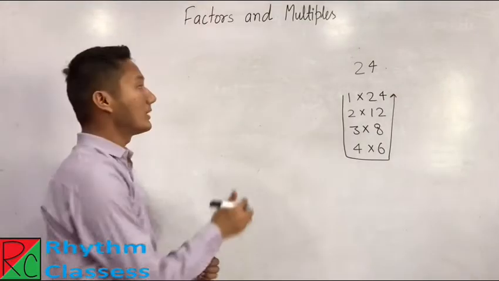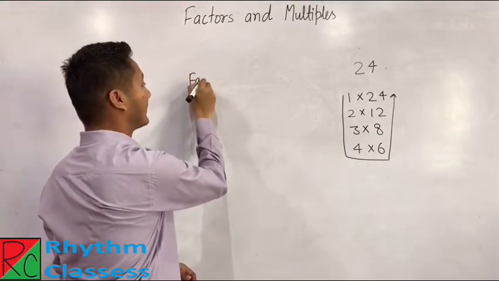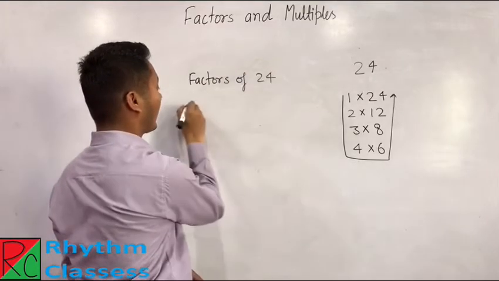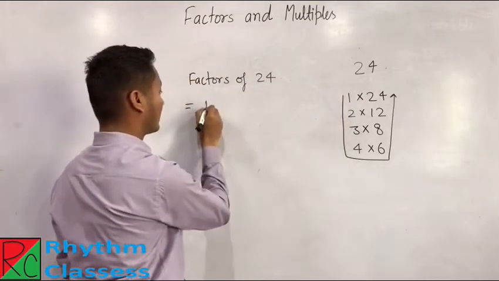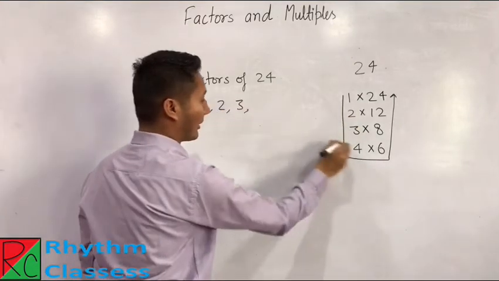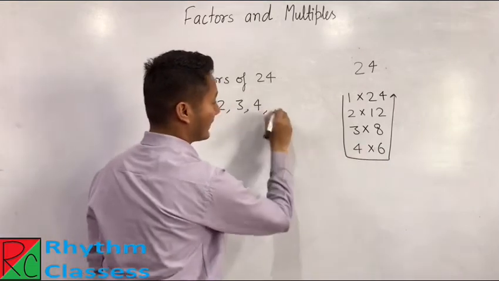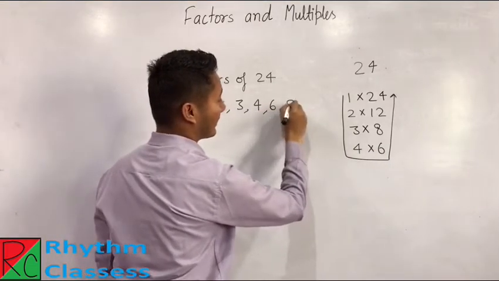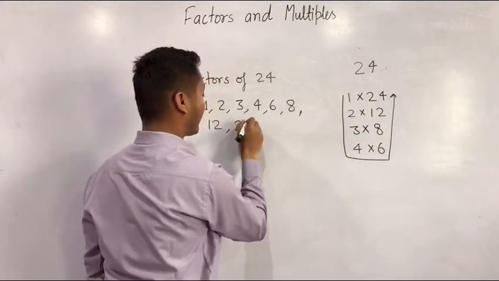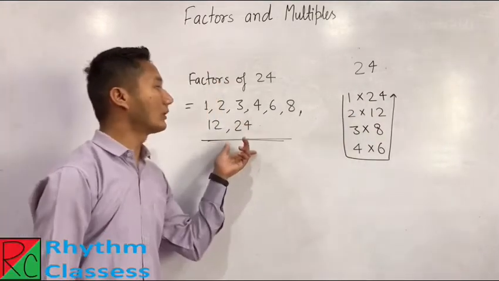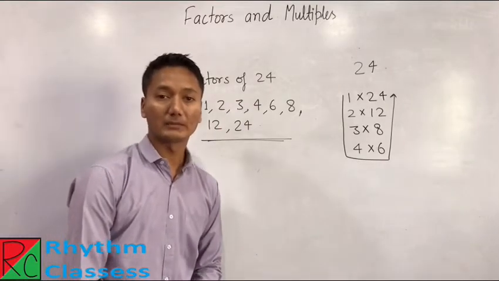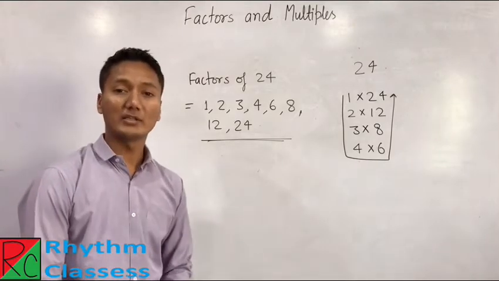In this case, we can say all the factors of this number are these ones. Okay. Now students, we can write the factors of 24 become 1, 2, 3, 4, 6, 8, 12, 24. Now from here we have all the factors of 24 in a simple manner. Okay. This is our answer to this question.